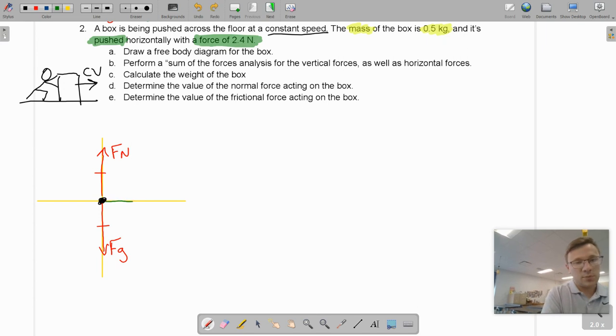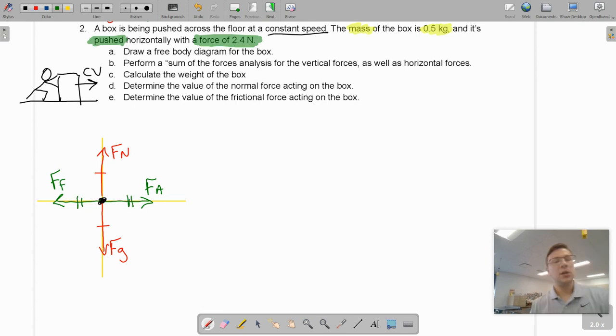Please ignore my horribly drawn lines. My applied force is in this direction. And because it's moving at a constant speed, I know that the frictional force must be equal to the applied force. Just trying to show you that vertical forces are equal and opposite and horizontal forces are equal and opposite.